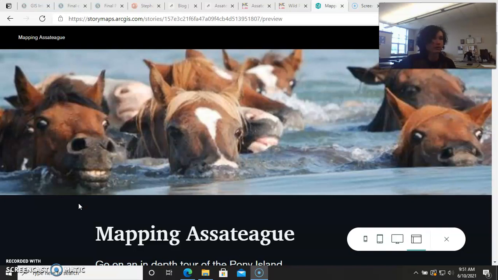We started working on this project in March, so it's been about 3 months since we've been working on the maps. The clients that we were working for during this was the National Park Service, in hopes that they could use these maps on their website to educate tourists who are coming to the island.